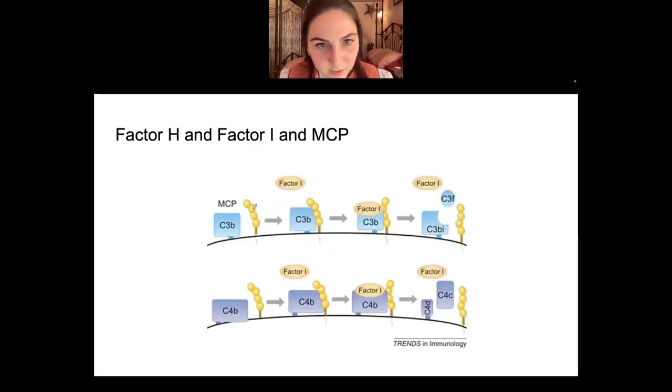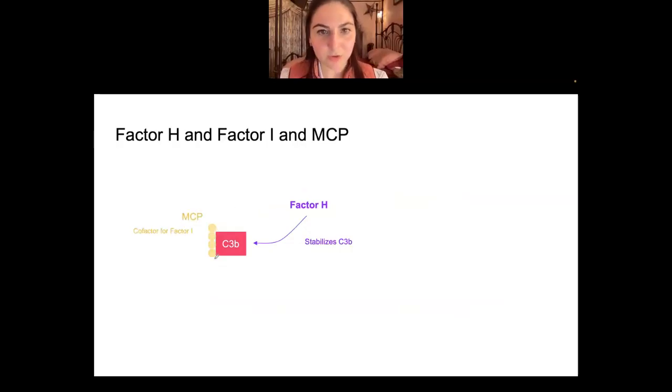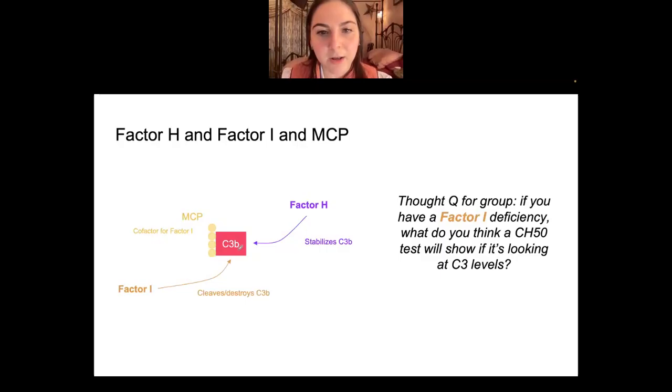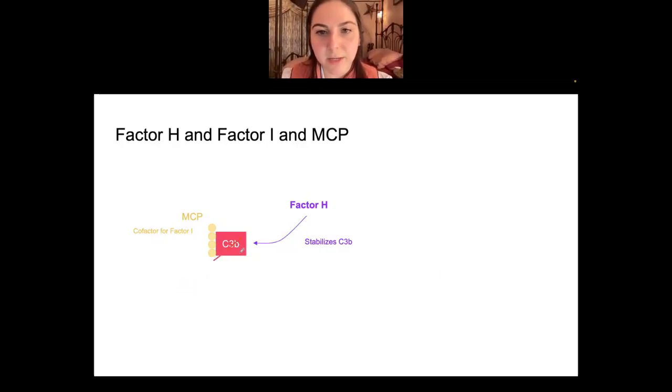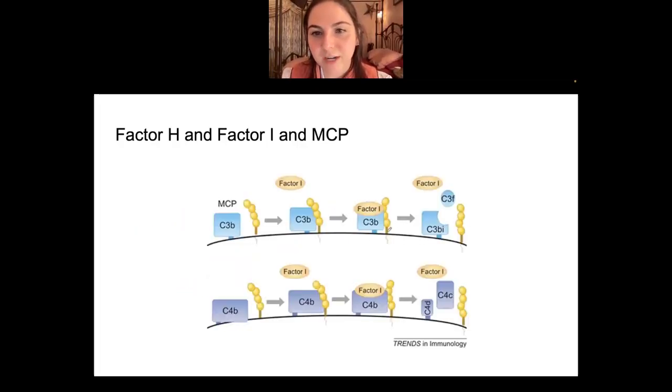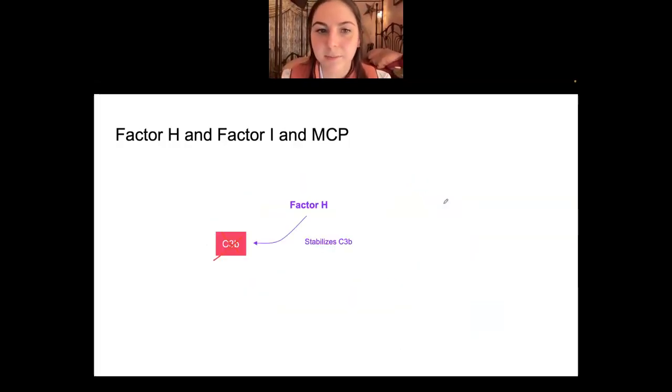So MCP comes in and also binds to it. MCP is a cofactor for factor I. And then here comes factor I, and we get destruction of C3b. Back on the previous slide, factor H is not really shown, but that's what's happening. We're getting stabilization, and MCP associating and binding to C3b, which allows factor I to dock and cleave it. You don't have to know these cleavage products, but just know that it basically keeps it inactive.